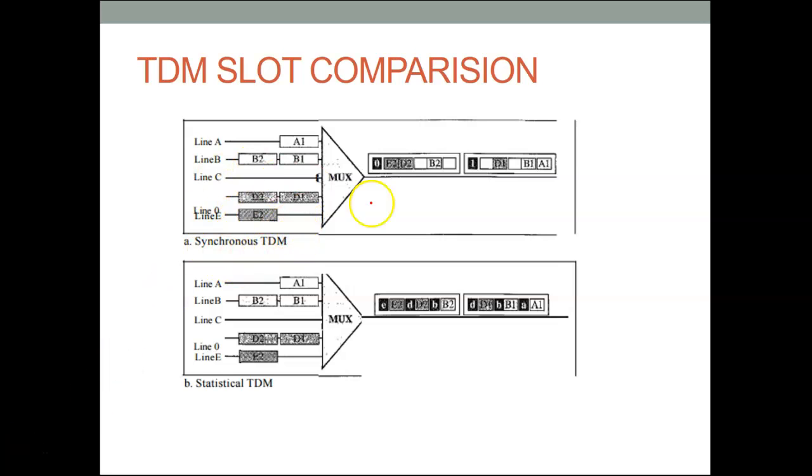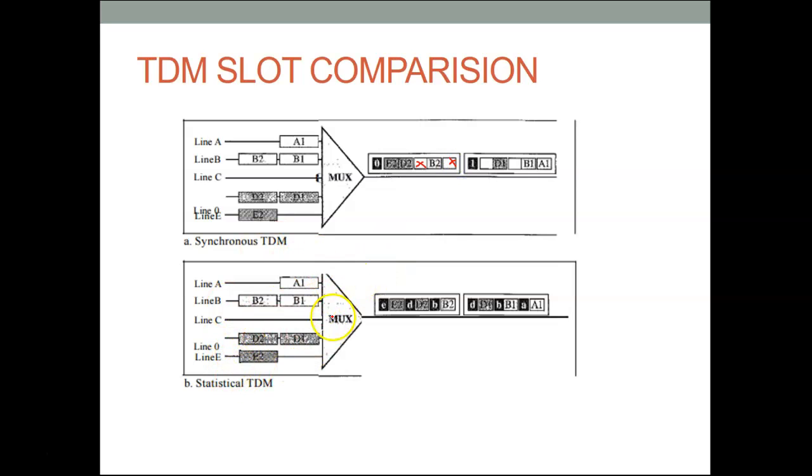So this is the difference here. If you compare synchronous and asynchronous or statistical, you see here we have empty slots if a device does not want to send. So here, for example, E, D, and B want to send. A and C do not have data to send, and we still give them slots, which is bad. These are empty slots. This is for synchronous.